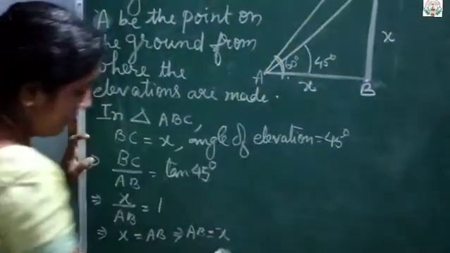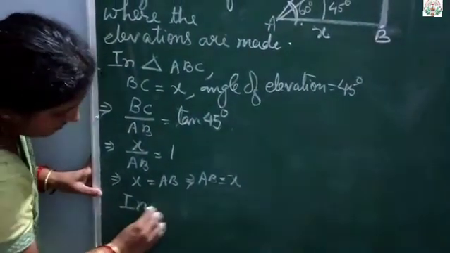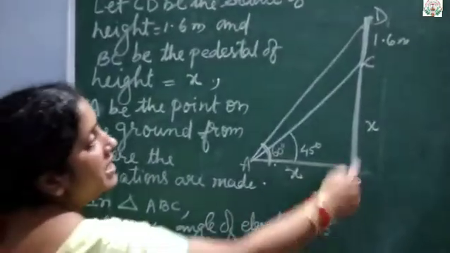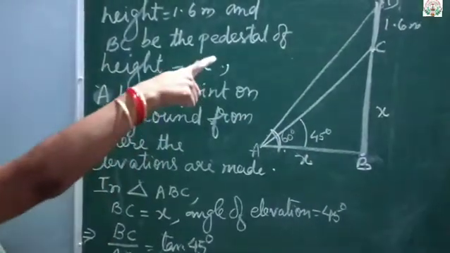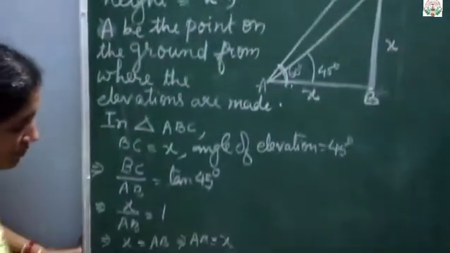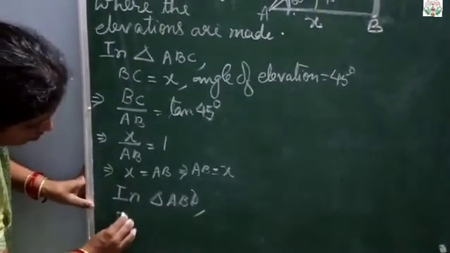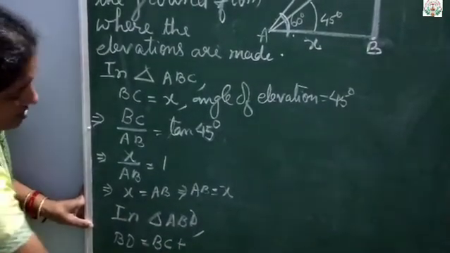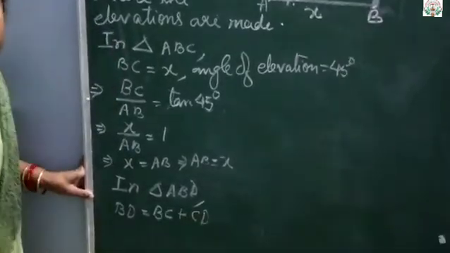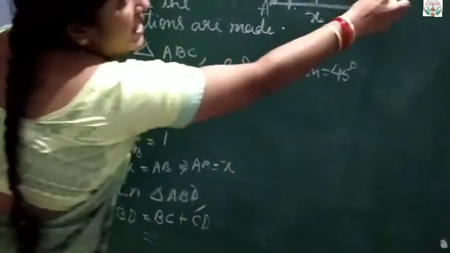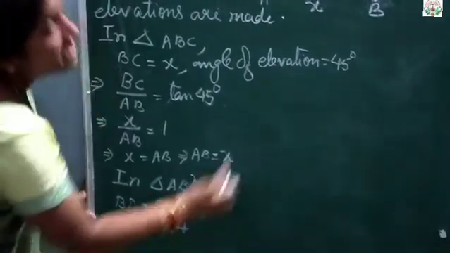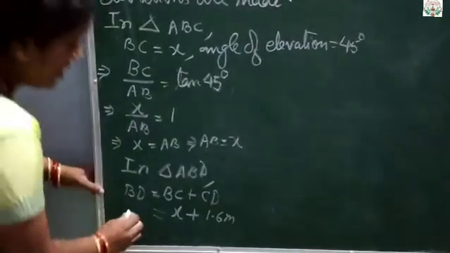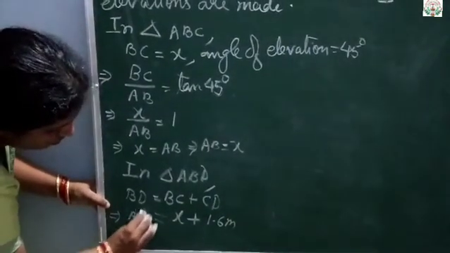So now in triangle ABD, A, B and D. This one. That means including the statue now. So the height BD will be equals to BC plus CD, which is equals to BC is x, plus CD is 1.6 meter. So that is BD. Implies you can write BD equals to this much.